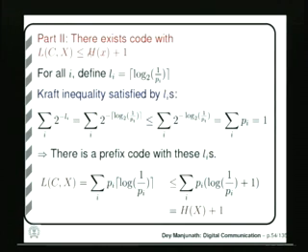Then we will prove that there exist codes with L(X) less than or equal to H(X) plus 1. So, we will construct a code which will have this length. First of all, we will define the lengths. Let us define Li as the ceiling. Ceiling is the minimum integer that is greater than this number. So, if this number is 2.5, the ceiling will be 3, the next integer. So, define this length this way.